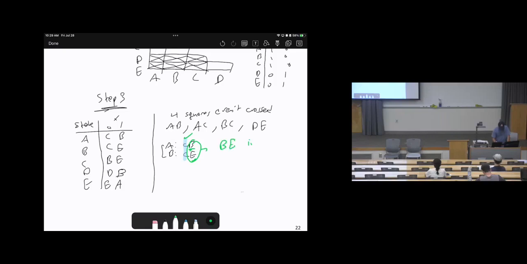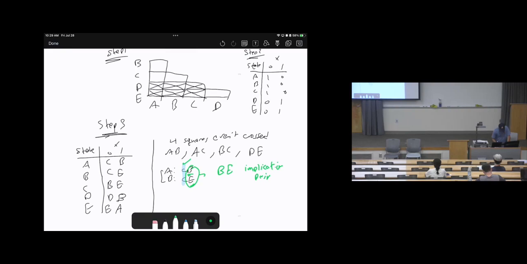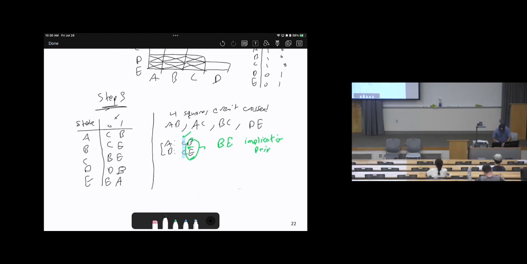This is called an implication pair. So what I'm gonna do, I'm gonna go to this box here. I'm gonna write BE, which indicates that the main reason for this block not being equivalent is the existence of BE. If they are equivalent, then problem done. Okay? So this is the first block.